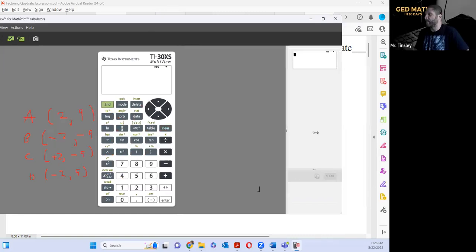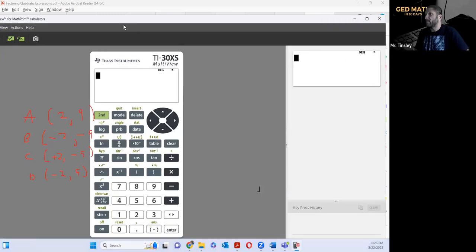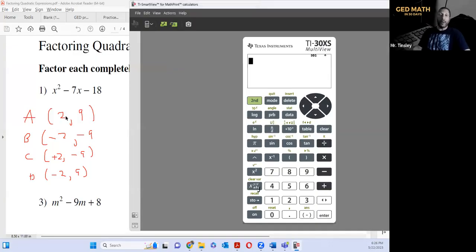How big I can make it. Let me see if I can make it bigger. Okay, I can only make it so big. But watch this. Okay, remember, a quadratic equation must be equal to 0. If you don't see an equal sign there and some other number, assume it's equal to 0.